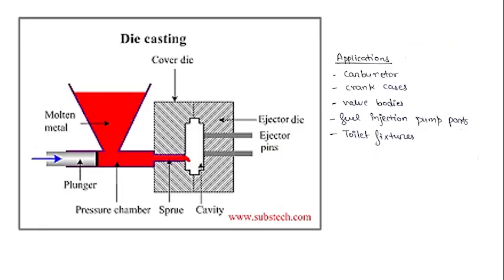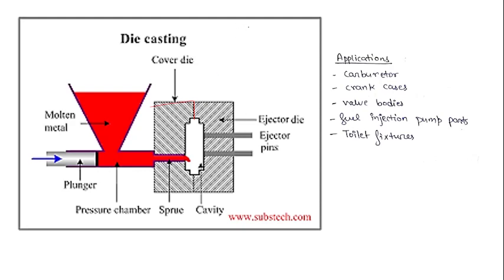Then die casting. Die casting is the easiest. There will be one die. The molten metal will be filled in the die. Then you will open the die and take out your casting. Like from here, there's some screw arrangement. You can remove the screw and open the die and your casting will be out of the die.